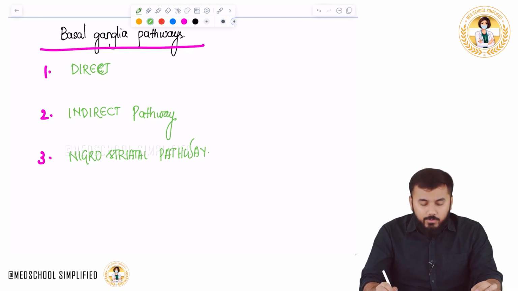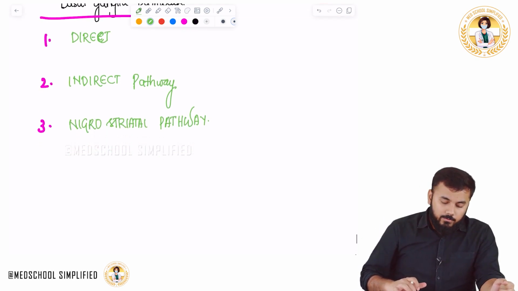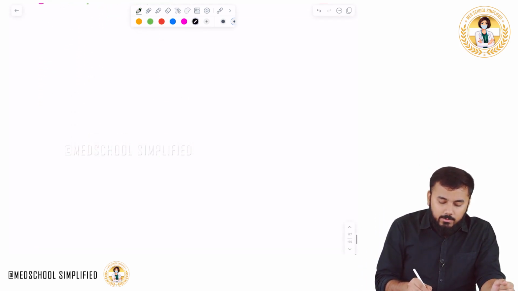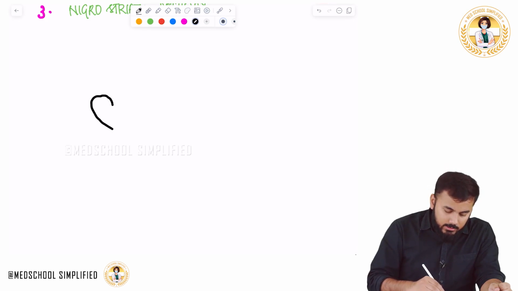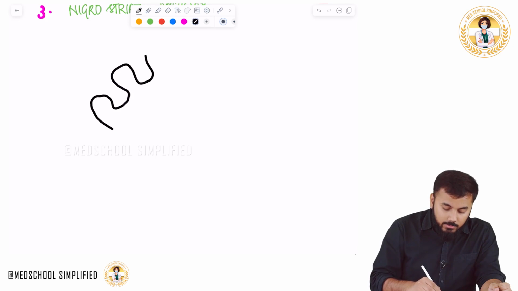Nigrostriatal pathway. So first of all, let us see what the direct pathway is. The first important thing before I discuss the direct pathway is, let me draw the cerebral cortex over here. So let us say that this particular thing is your cerebral cortex.